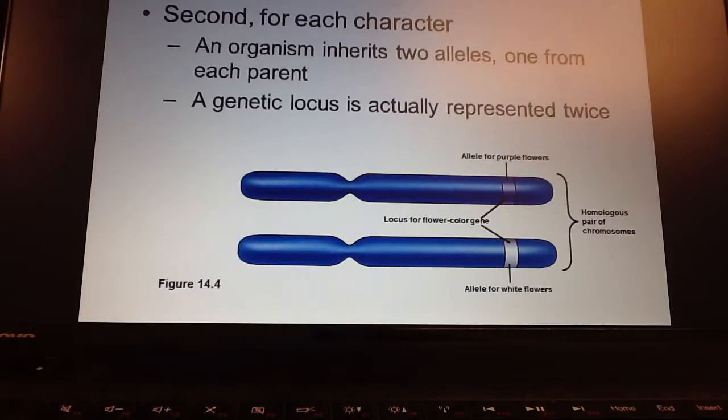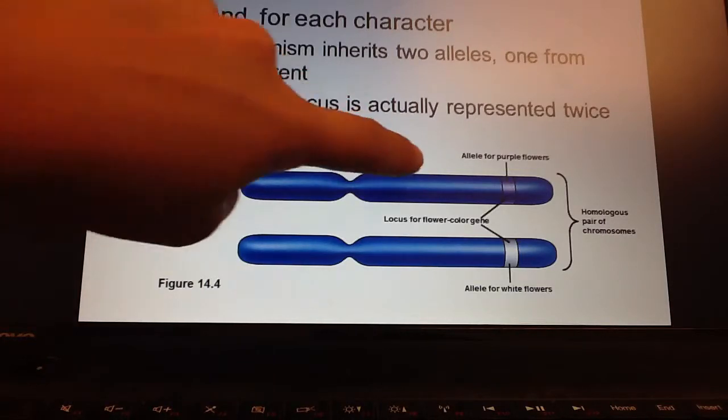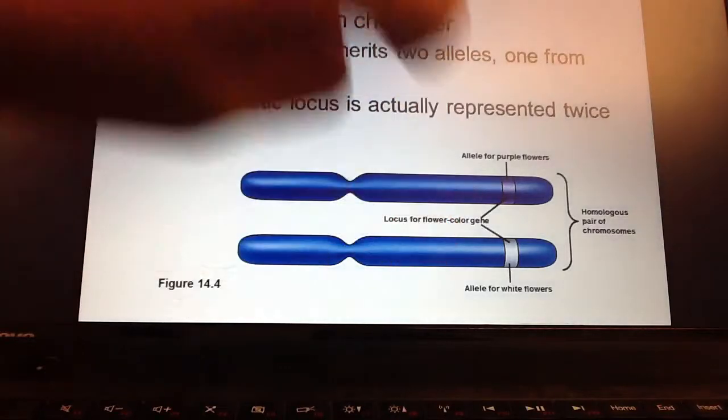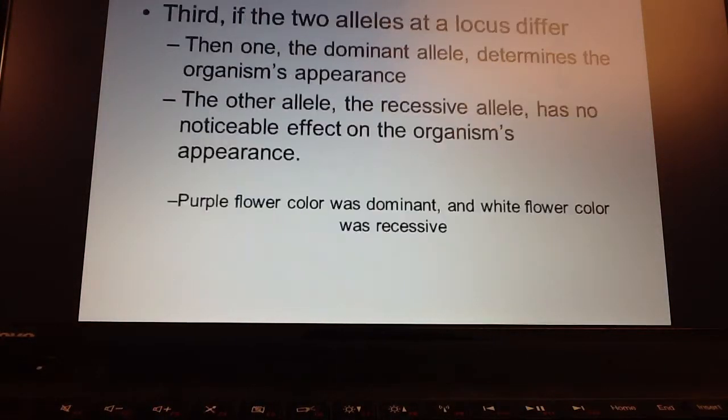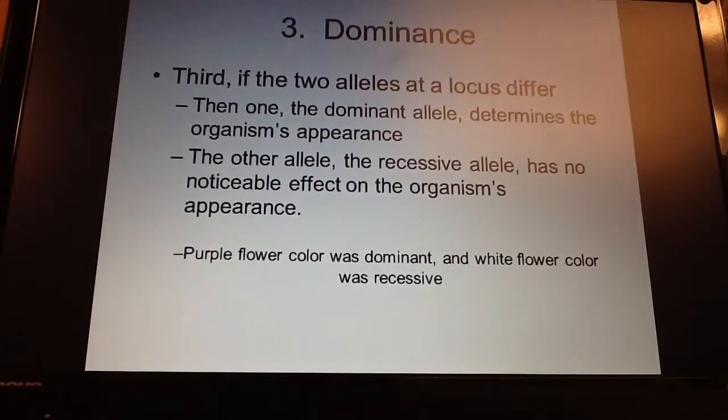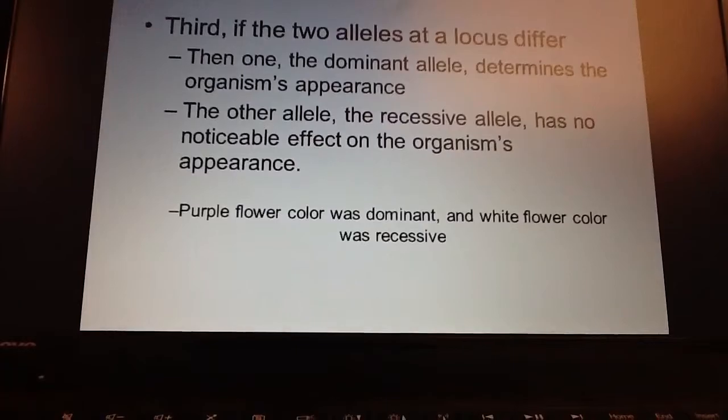And then every single characteristic has 2 alleles, and you get 1 from your mom and 1 from your dad. And so a genetic locus is actually represented twice inside of a cell, where we only pass on 1. So we could pass on the purple trait or we could pass on the white trait. It's completely random.